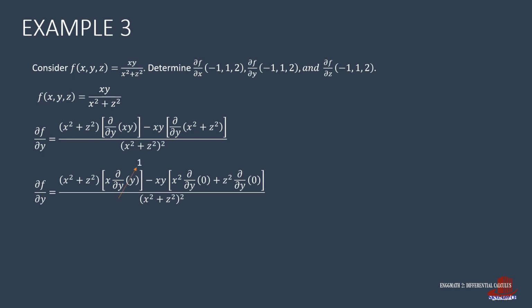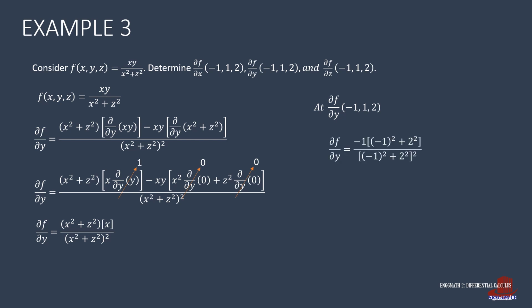From the last step, dy over dy becomes 1, and the second term is zeroed out. So we are left with the partial derivative of f with respect to y as x times x squared plus z squared, all over the square of x squared plus z squared. Having the final partial derivative, plug in the coordinates -1, 1, and 2, giving the value of the partial derivative of the function with respect to y as -5 over 25, reduced to -1 over 5.